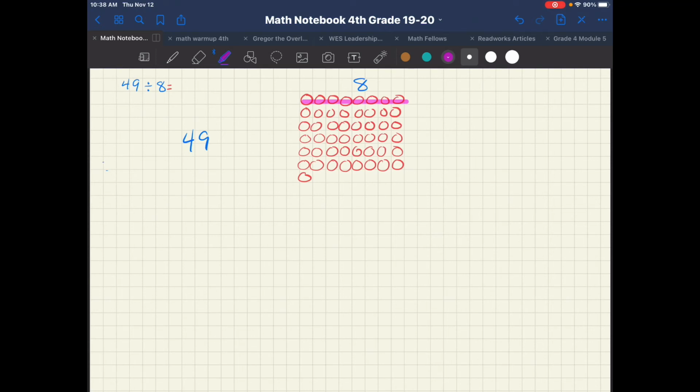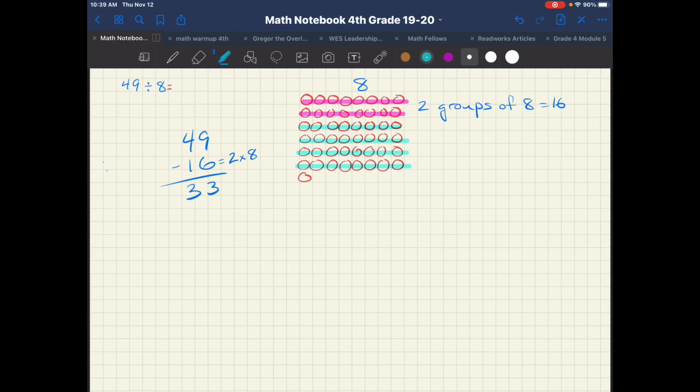Let's see, I know my doubles facts. I know 2 groups of 8 is 16. So I could take away 16, and I'm taking away 16 because that's 2 groups of 8. And let's see, I get 33. And now I could do 2 more groups, but I also notice that I can do 1, 2, 3, actually 4 more groups of 8.